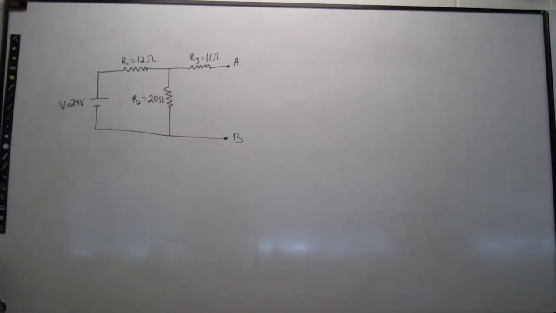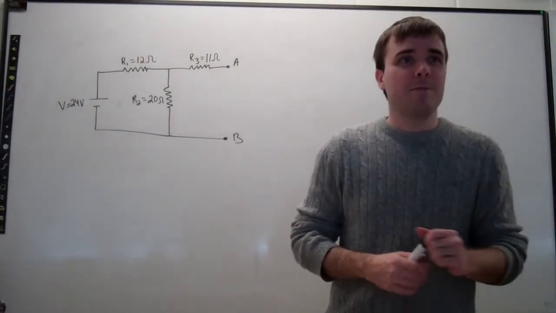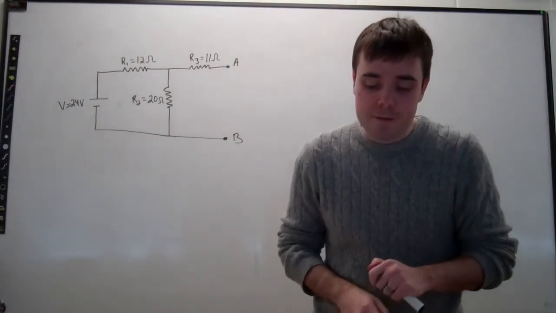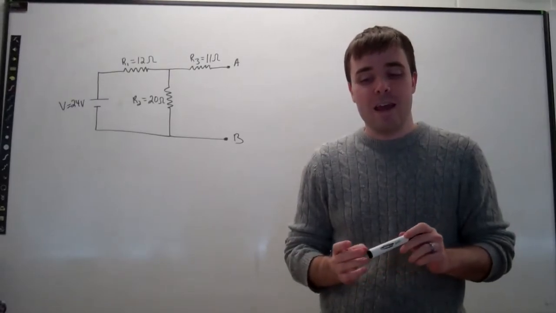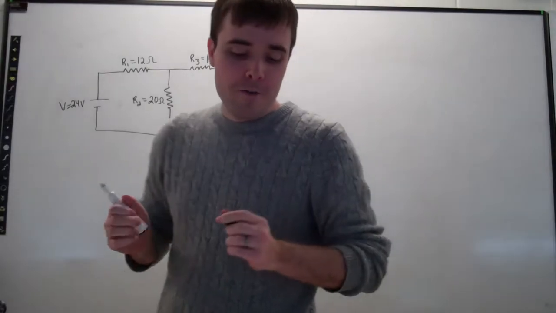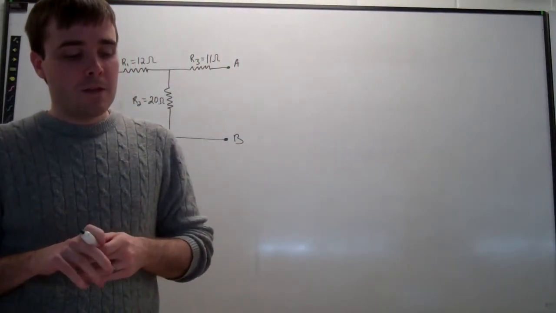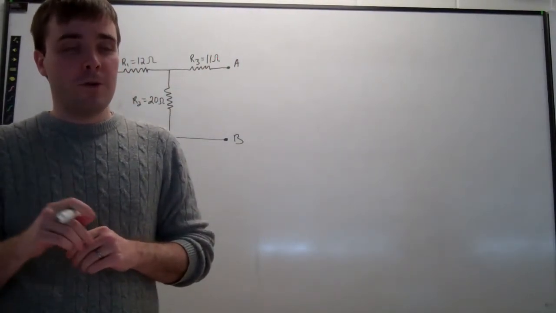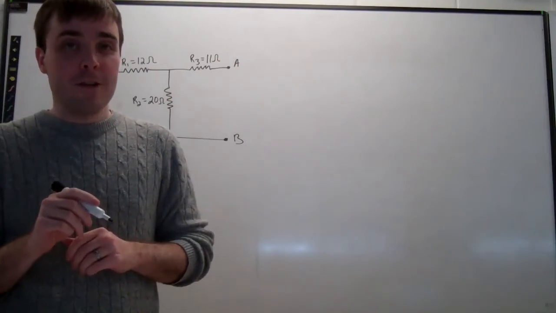Okay, so what it's asking for is the Thevenin resistance, and Thevenin voltage, and the Norton equivalents. So to find it, the first thing you want to find is the Thevenin equivalent.